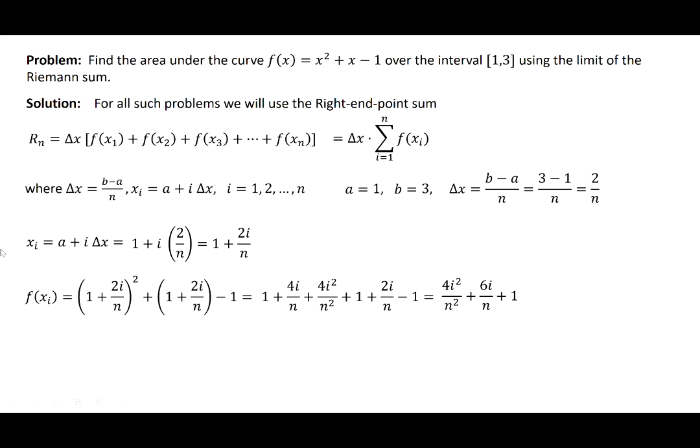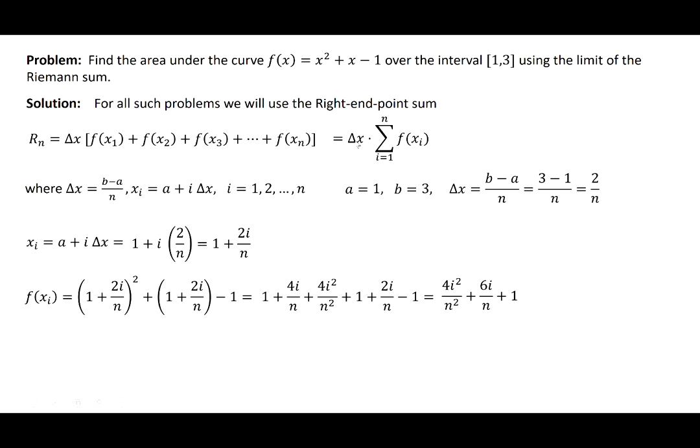Are we any close to finding R sub n? Are we on the right track? You bet. Do we know R sub n? Apparently, from this formula, R sub n is just simply delta x times this sigma i equals 1 to n of f of x sub i.